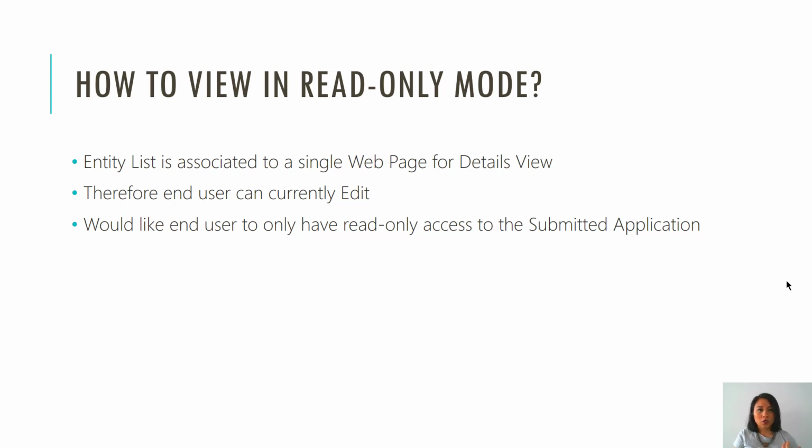So what I'm going to be showing you today is how to edit and have a read-only web form when we're using a single entity list. So ideally, what we want the portal user to experience is if it's unsubmitted, then they should be able to edit, and if it is submitted, then it should only be read-only.